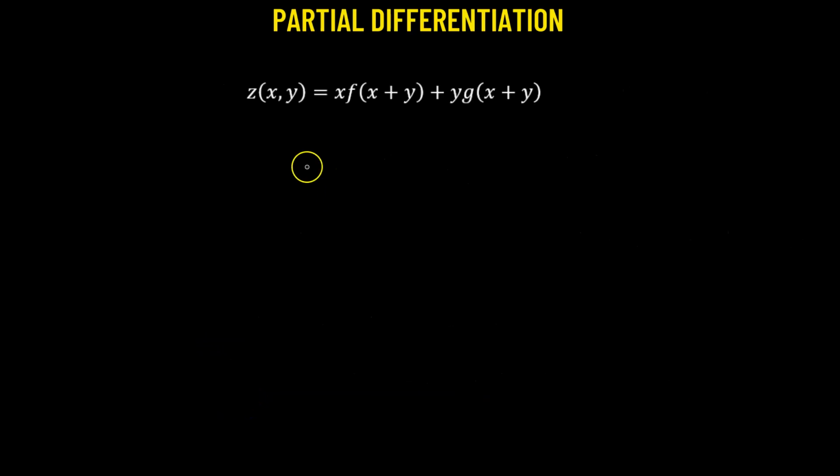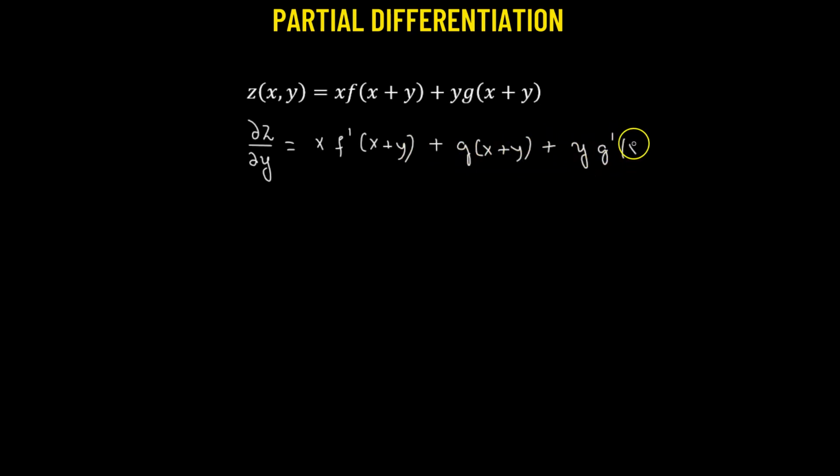So now again we'll start with the original function z. We'll take the partial derivative of z with respect to y, and I'm writing the result here. So that will be x times f prime of x plus y plus g of x plus y plus y times g prime of x plus y. Let this be number 4.